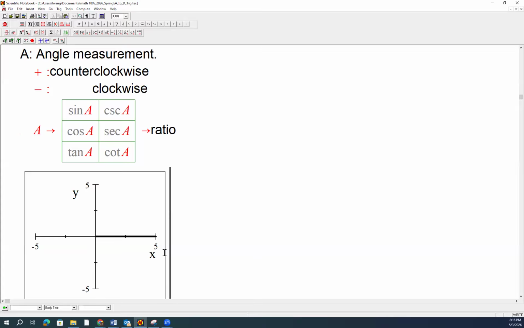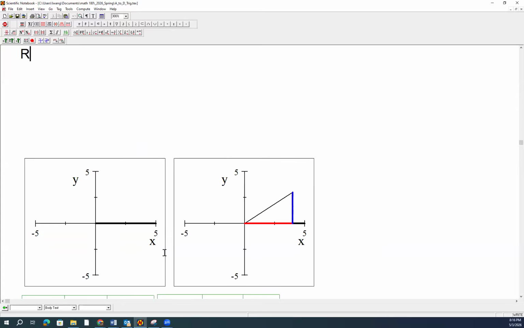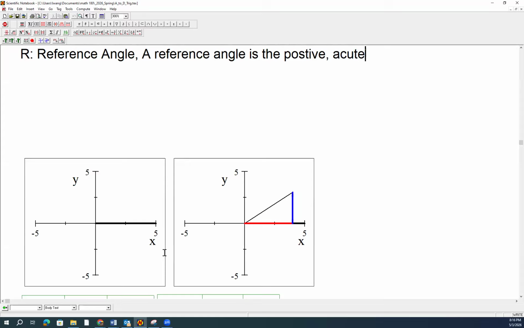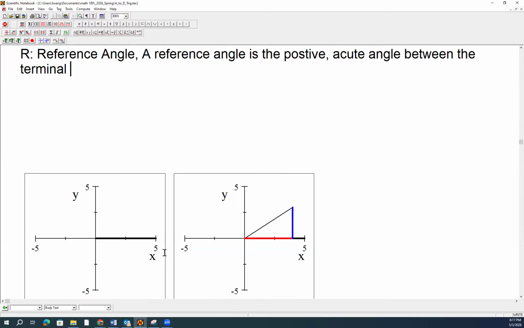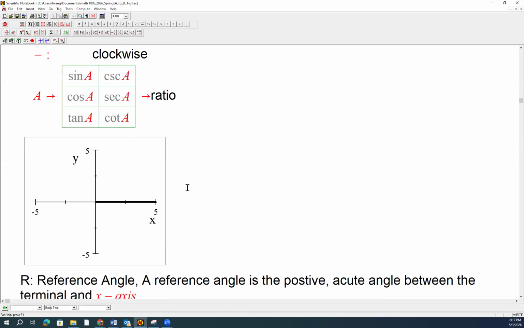And then is R. The second letter is R. R is the first letter for reference angle. What is a reference angle? A reference angle is the positive acute angle between the terminal and the x-axis.